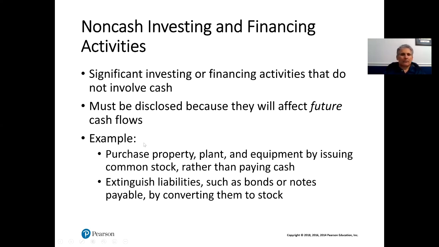And so the examples here: purchase of property, plant, and equipment by using common stock rather than paying cash. So there's another example there. And extinguish liabilities such as bonds or notes payable by converting them to stock. So when we're having a transition from equity to liability or vice versa, liability to equity, there's no cash going into the bank account, so we don't really consider them to be cash flows, yet they still need to be disclosed.